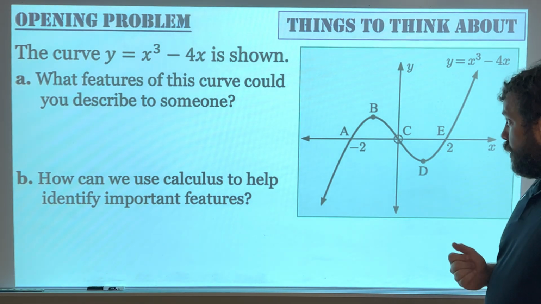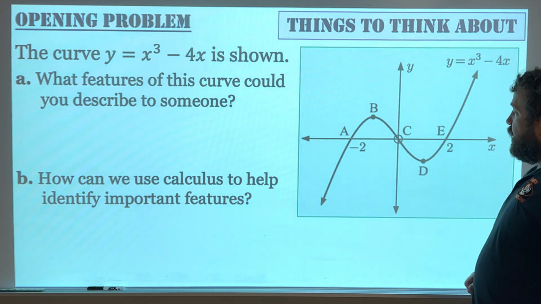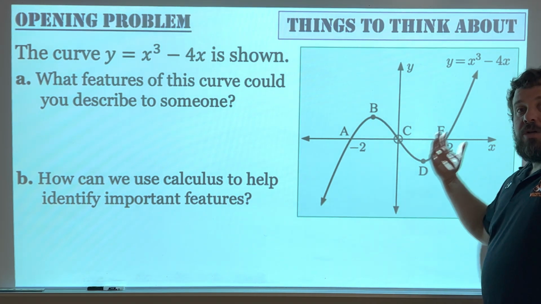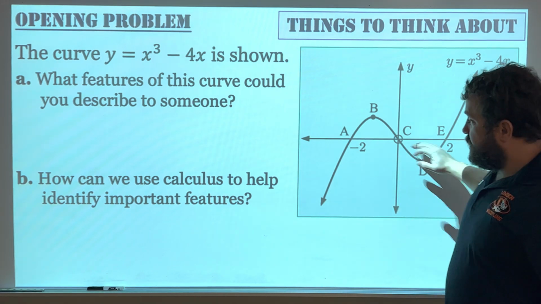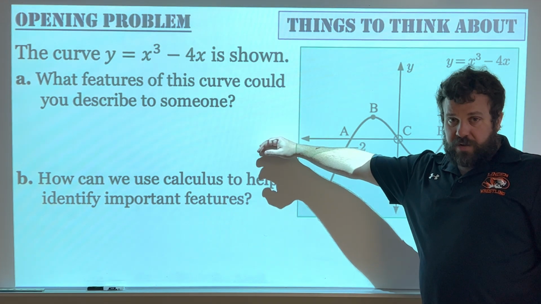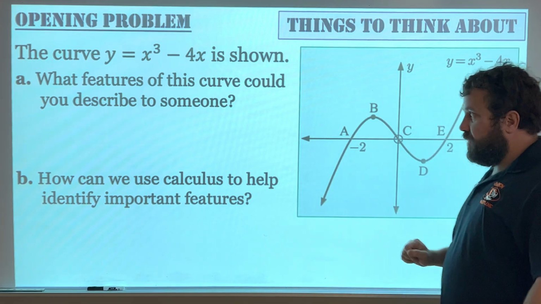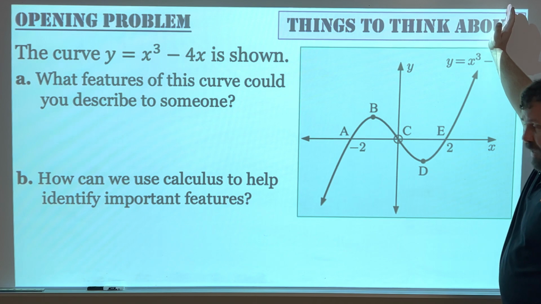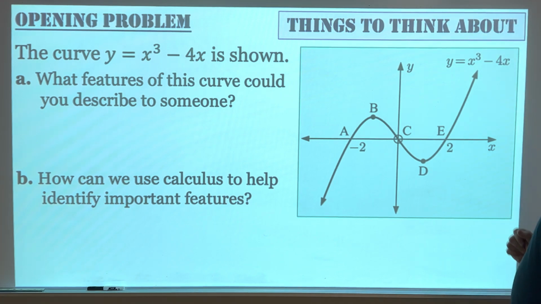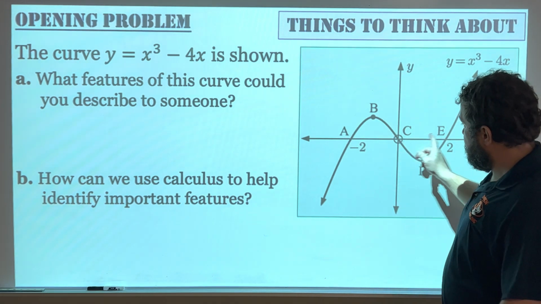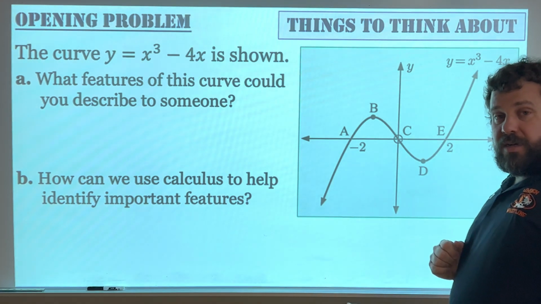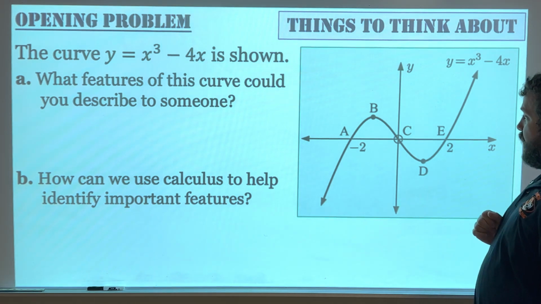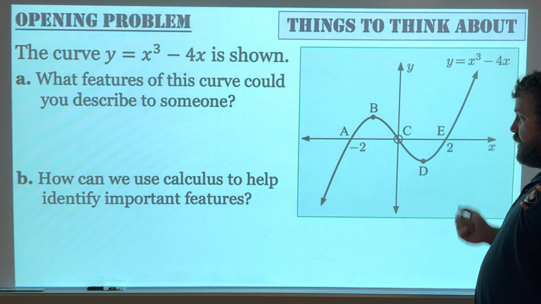All right. What you should have told me was maybe B is a maximum right here. D is a minimum because it's going up and down and up. It's where the slope of the curve changes. You could say as you're going to the left towards negative infinity, the graph decreases to negative infinity. As x goes towards infinity, your graph is increasing, y going to infinity as well. You can also say maybe at points A, C, and E, that's where you have some x-intercepts. You could say C is the origin. That's also a y-intercept. All right, so just some things to think about.